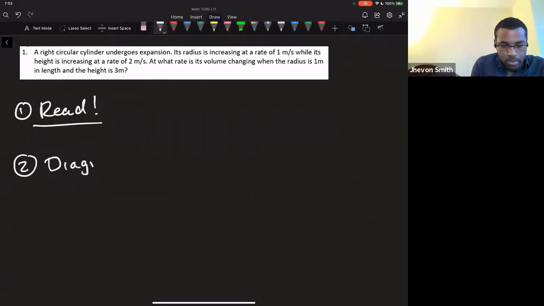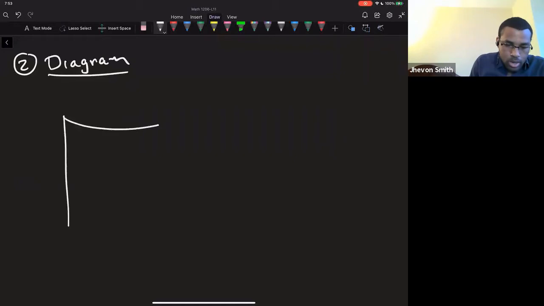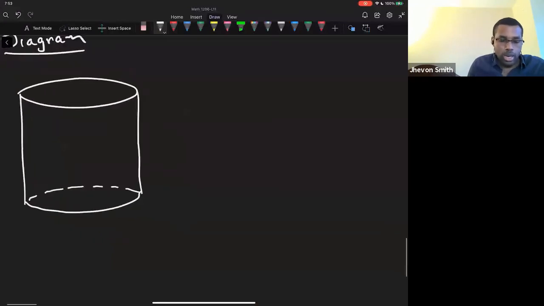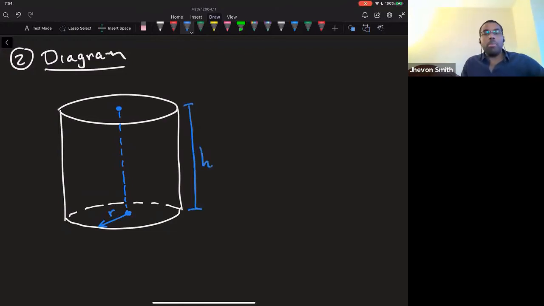Step 2, diagram. So in this case, we have a right circular cylinder. I don't know if this is going to be much help to us at the moment, because there's nothing about this diagram that you can figure out, I think. But maybe just drawing this picture will jog something in your memory, bring you back to high school geometry. And like, oh no, not again. And then the formula will pop up in your mind if you didn't review it.